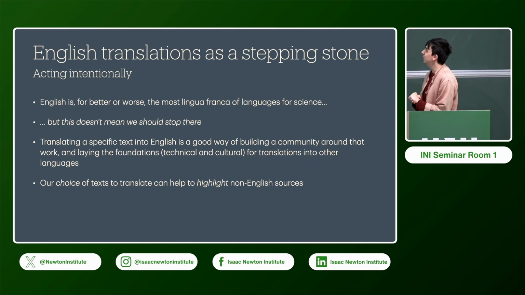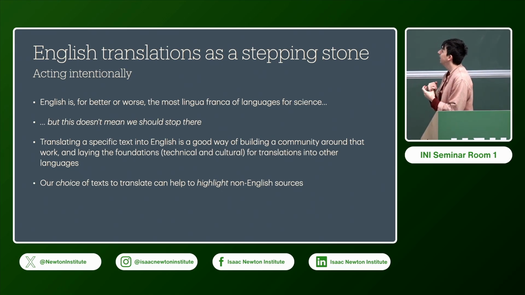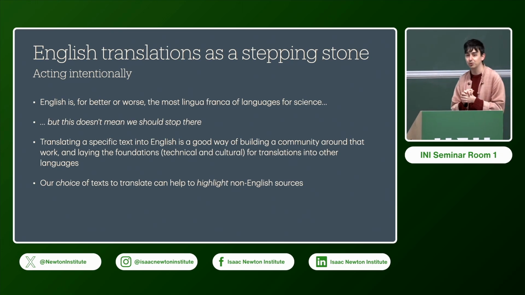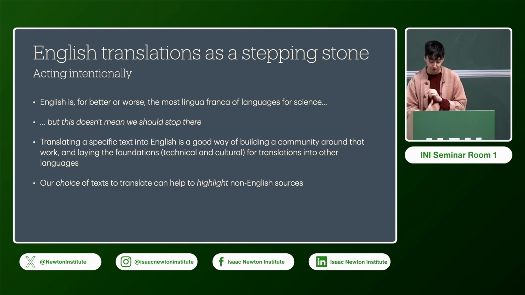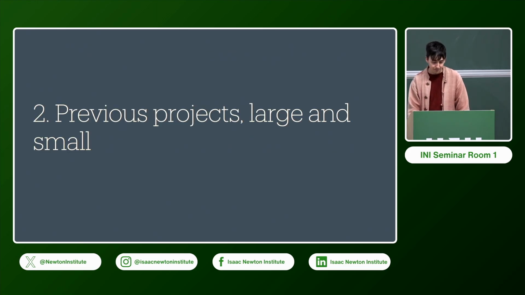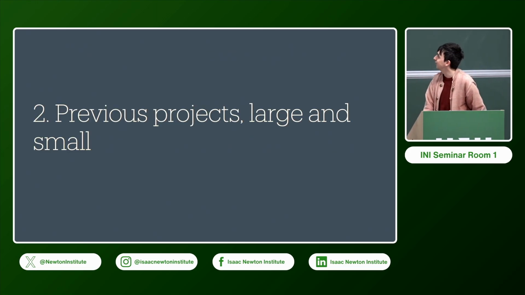And I think we can stop doing a lot of reduplicative work in these things if we think about this. And I think it's also important to point out that the choice of texts we translate can help highlight certain non-English sources. So it's good to be thoughtful in doing this. So that's the social aspect of the talk.